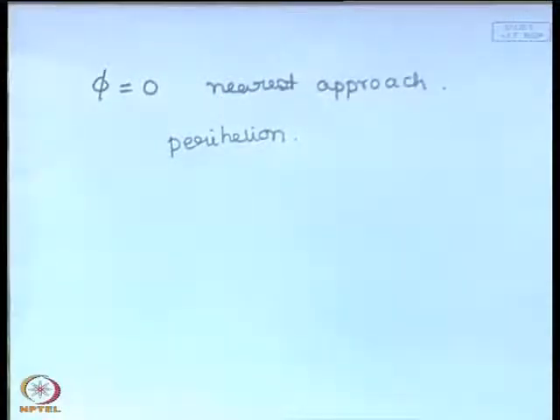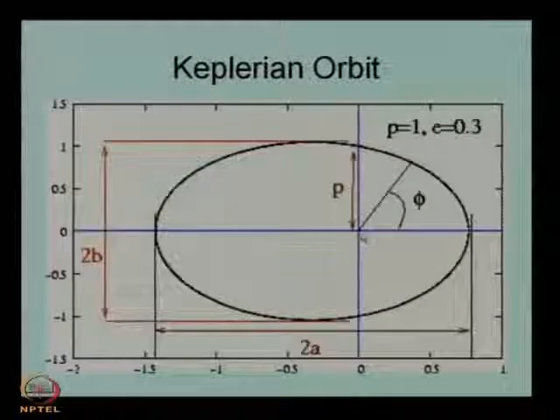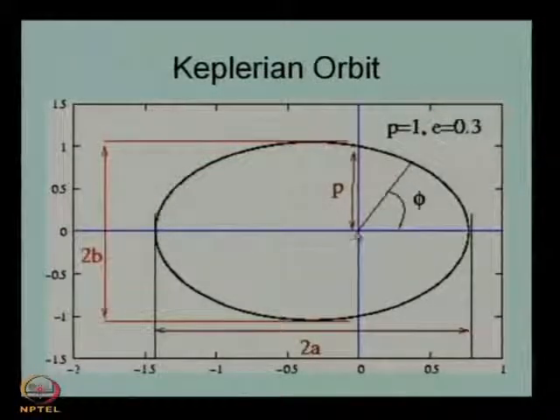And recollect that if I start off with a two body system, then this is one of the focuses of the ellipse. This corresponds to the center of mass of the two particles. So one of the focuses corresponds to the center of mass, and phi is the angle with respect to the position where the orbit is closest to the focus, to the center of mass.